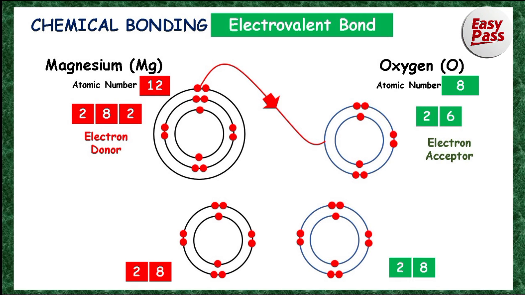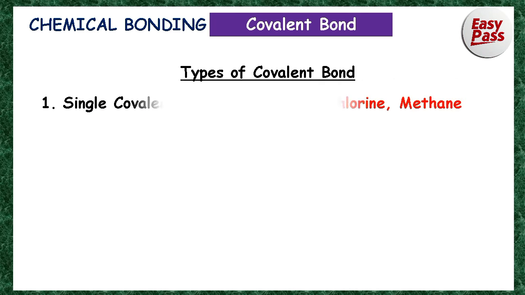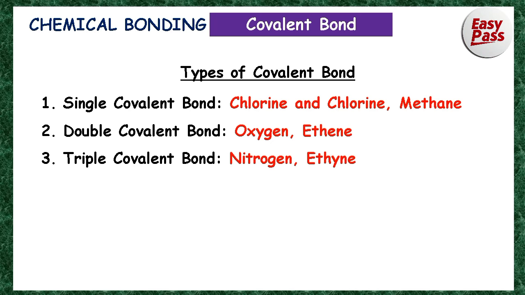Outside the electrovalent bond, we have what's called covalent bond. In covalent bond, electrons are not transferred, rather electrons are shared. Covalent bond is a bond that involves the sharing of electrons between 2 atoms. We have different types of covalent bond. We have single covalent bond, which is found in chlorine, 2 atoms of chlorine. Double covalent bond is found in oxygen. Triple covalent bond is found in nitrogen.